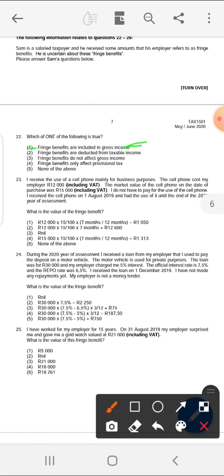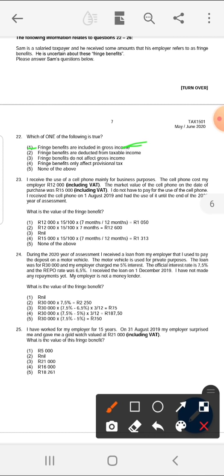And then question number 3. Sam received use of a cell phone mainly for business purposes. The cell phone cost my employer 12,000, including VAT. The market value of the cell phone on the date of the purchase was 15,000. Sam does not pay for any use of the cell phone. I received the cell phone on 1 August 2019 and had the use of it until the 2020 year of assessment. What is the value of the fringe benefit?